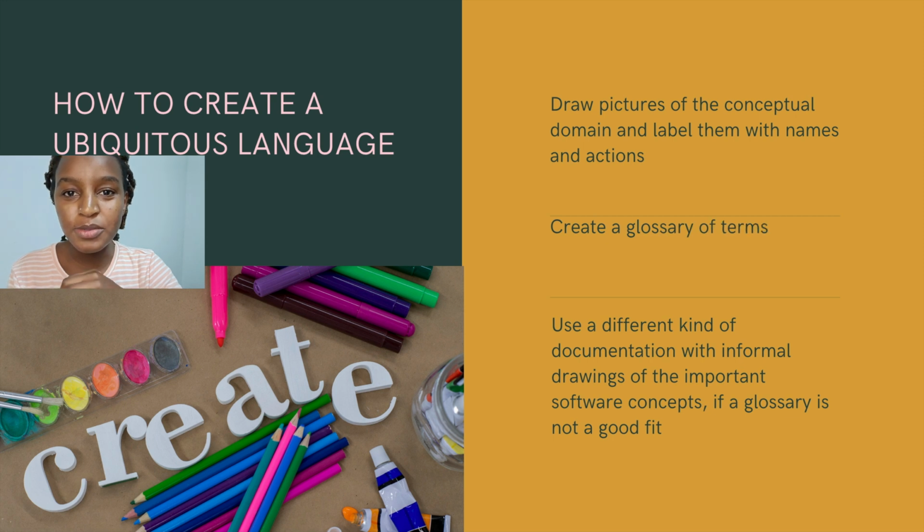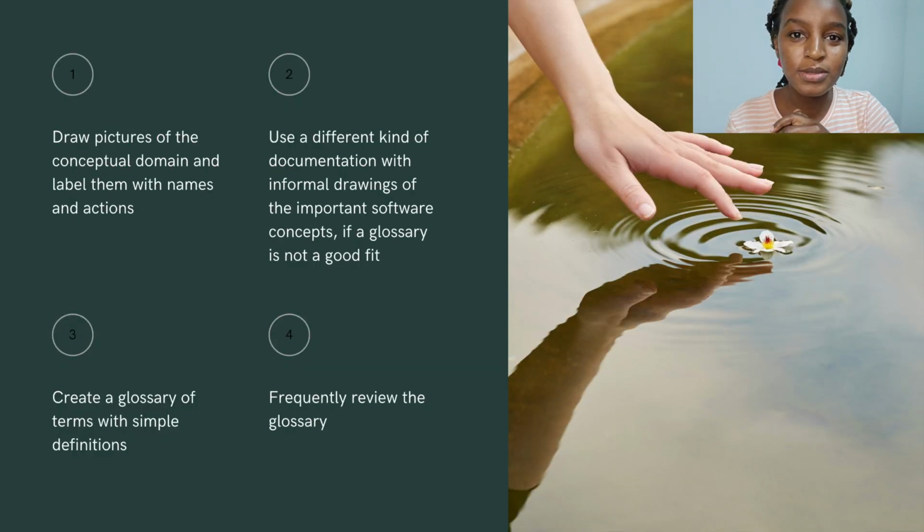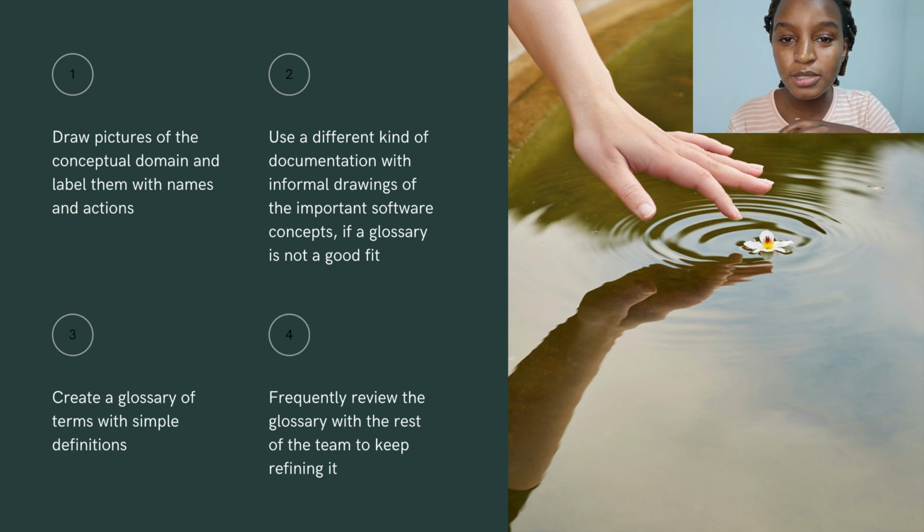Create a glossary of terms with the different definitions, with very simple definitions that you've agreed on as a team. This will help everyone understand what everything is. And if something needs to be changed, make sure that's effected as soon as possible so that you don't have a scenario where you can't keep track of, oh, that was the meaning last week and then it has changed. Make sure you have all these updates and that everyone is clear that something has changed. You don't get to be changing things and people are caught off guard by that. Frequently review the glossary with the rest of the team to keep refining it.